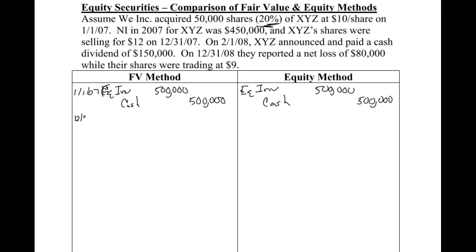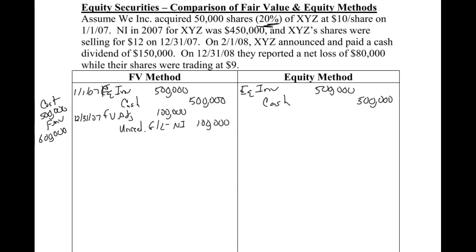So we're at 12/31/07. Remember, the cost is 500,000. The fair market value is 600,000. So we can see we have an unrealized gain of 100,000. Now look, this is the first year, so there's no beginning balance in the unrealized account and the fair value adjustment accounts. We just go on and record that number, 100,000. So we have a fair value adjustment for 100,000, and then we have the unrealized holding gain or loss, which I'm just going to abbreviate because we're tight on space here. So that records that.